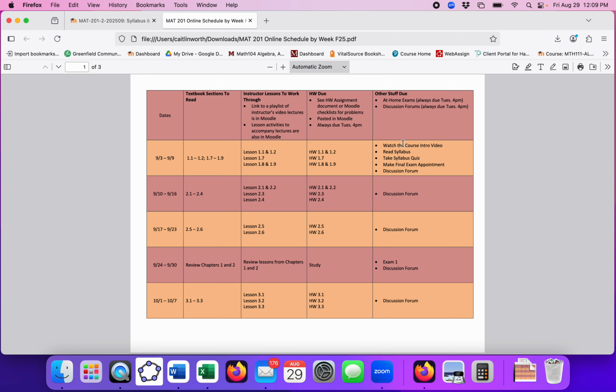So this first week, we have a lot of other things to do. There's a lot of logistical things to do, like reading the syllabus, taking the syllabus quiz, making your final exam appointment, which we'll talk about in a minute. Okay. And then you can see that most weeks look very similar in terms of, we're going to cover a few sections of the textbook. You're going to watch, on average, 3 videos and do some homework.